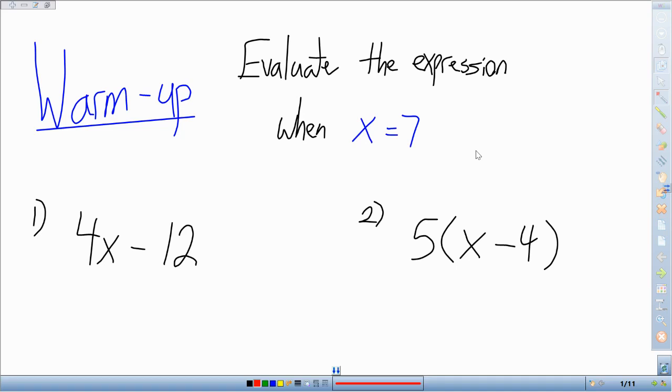Okay, so now that you've had a chance to try these, let's recall what we were learning yesterday. Evaluate the expression when x equals 7. So basically it's just telling us plug in 7 for x, do the math. Okay, let's try out number 1 here. On number 1, we have 4x minus 12. I'm going to rewrite this, and instead of x, I'm going to plug in 7 for x. So 4 times 7 minus 12.